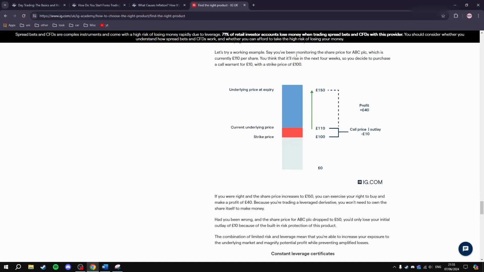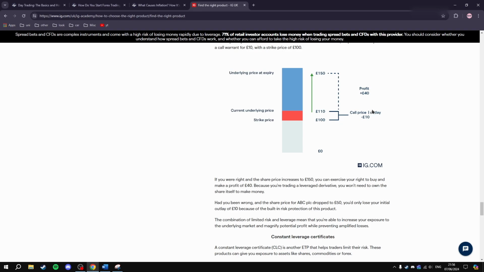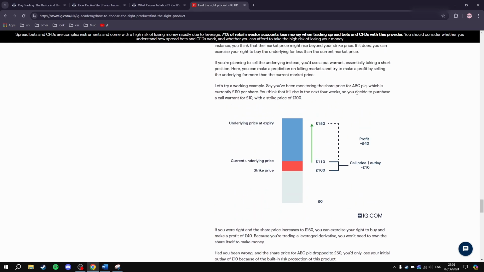So you think it will rise in the next 4 weeks, so you purchase a call warrant for £10, and in 4 weeks' time, you have the right but not the obligation to buy the share at £100. Your price outlay, the £10 you put in, is your margin.